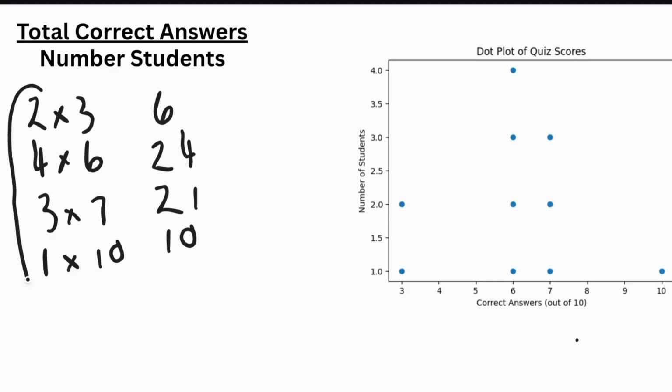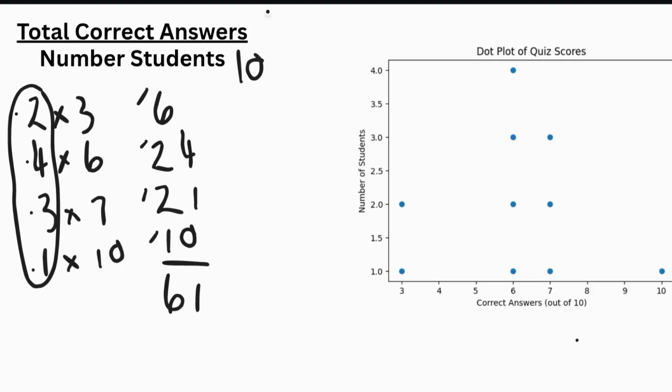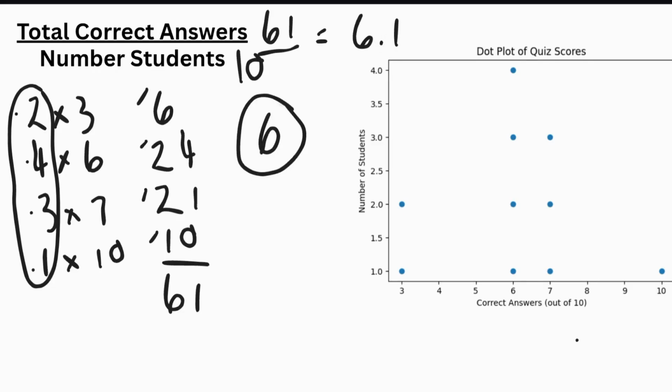So this column will give us the number of students. If you add 2 plus 4 plus 3 plus 1, that gives you 10. And then if we add 6, 24, 21, and 10, that gives us a total of 61, and that gives us the total of correct answers. If you divide 61 by 10, it is 6 1/10. So we can round that to 6. So the mean of the correct answers is 6.